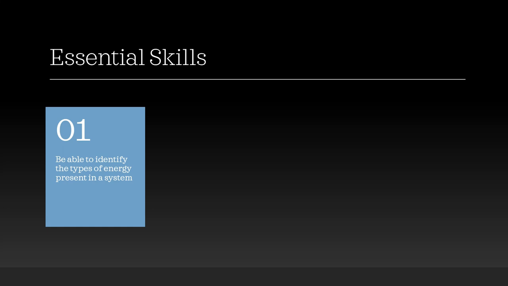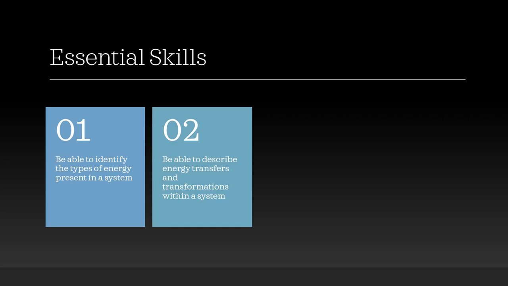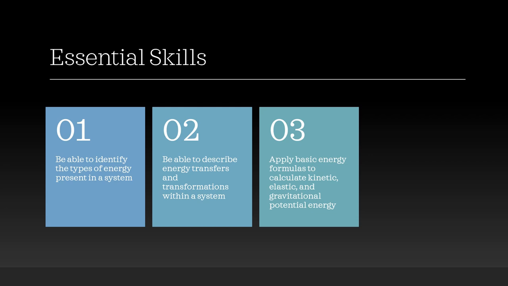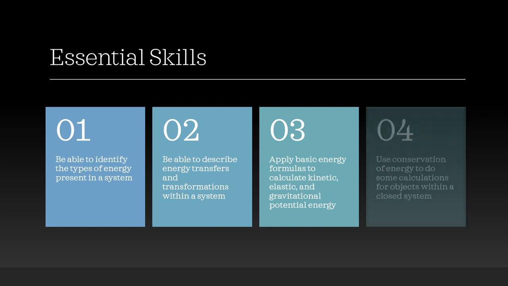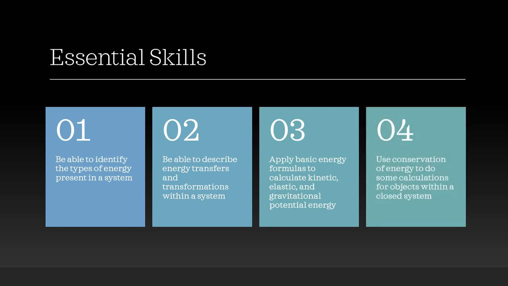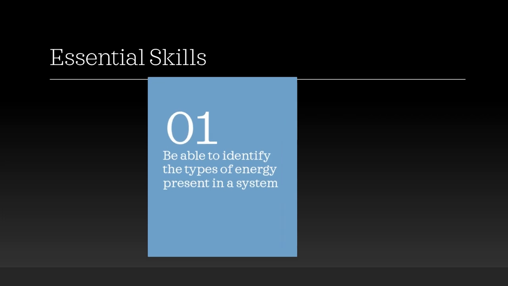So first of all, we want to talk about what essential skills we're going to be talking about in this video, and we're going to be looking at 4 major skills that we want to cover. First is going to be being able to identify the types of energy present in a system. Number 2, be able to describe energy transfers and transformations within a system. Number 3, apply basic energy formulas to calculate kinetic, elastic, and gravitational potential energies. And then number 4 is going to be using the conservation of energy to do some calculations for objects within a closed system. So let's start by looking at essential skill number 1, be able to identify the types of energy present in a system.